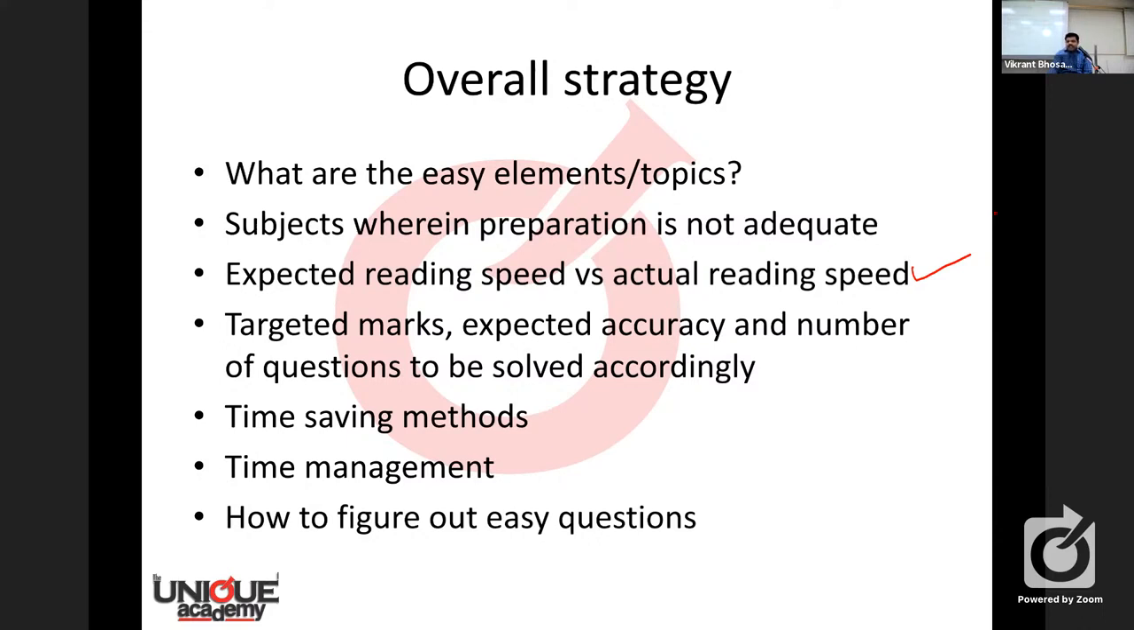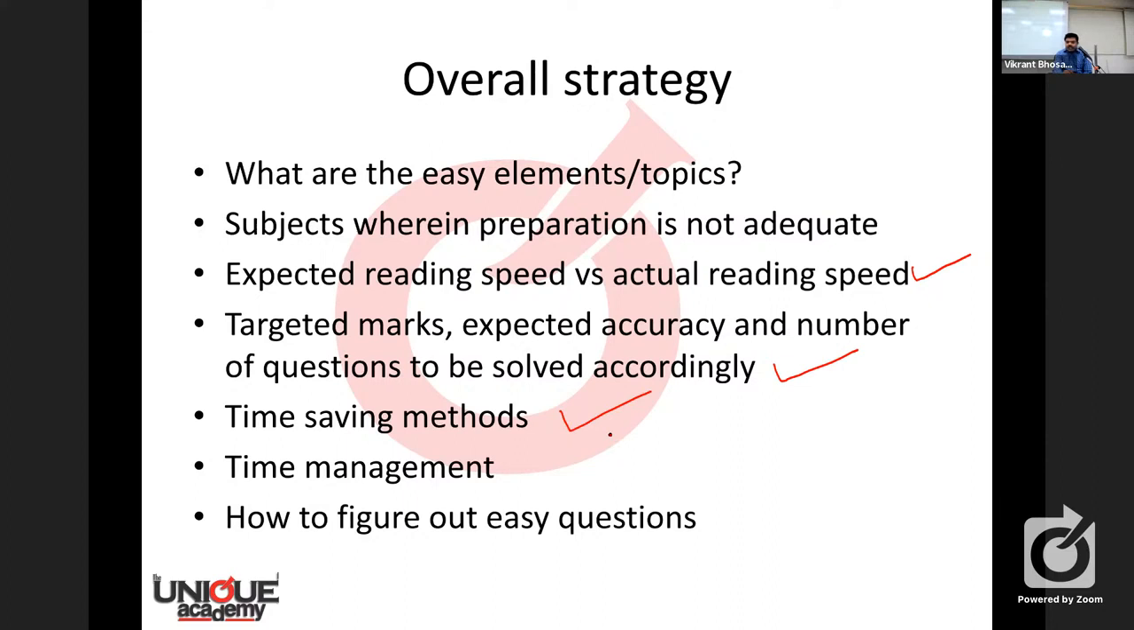ठीक है? But some people say that no, I will come back and I will try to solve those questions which I couldn't in the first round. So again, depending on that strategy, your reading speed will vary. Is that clear? Then targeted marks, expected accuracy and number of questions to be solved. इसके लिए मैं आपको table दिखाऊंगा. Okay, इसके बाद में. Then time saving methods like elimination method.